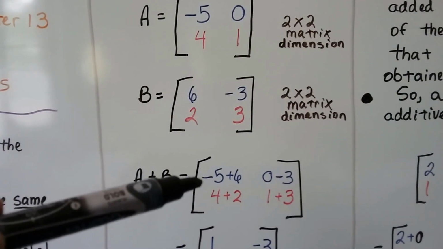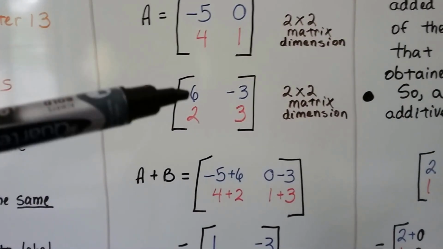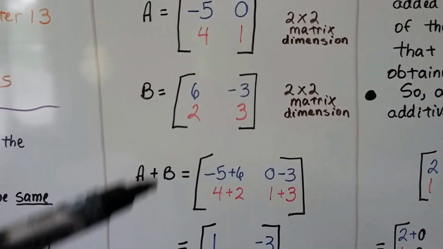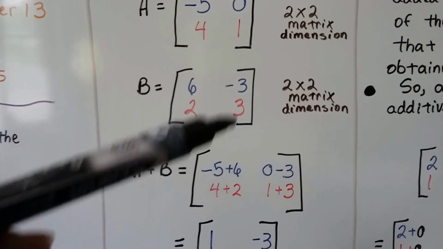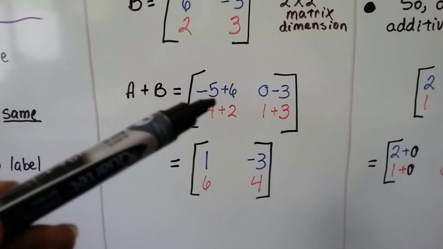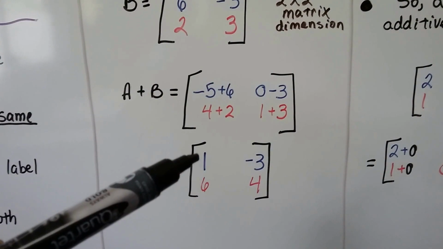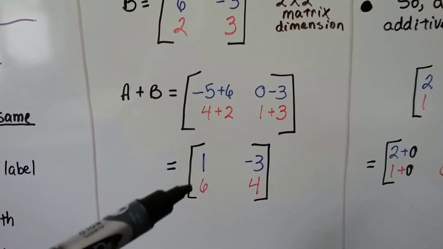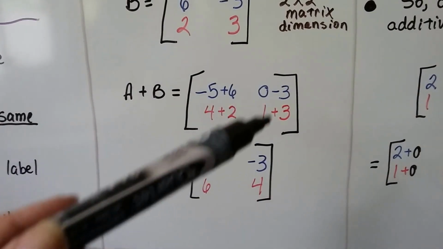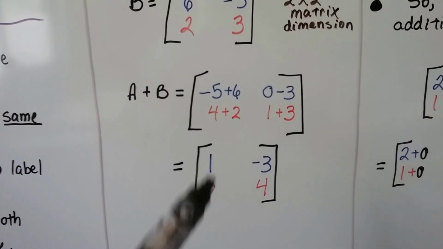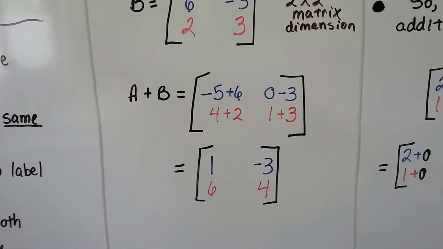We get the -5 plus 6, see? We're adding these two together, and the 0 and the -3. Then we get the 4 and the 2, and then the 1 and the 3. When we add them, -5 plus 6 is 1, positive 1. The 0 and the -3 is -3. The 4 and the 2 is 6, and the 1 and the 3 is 4. So A plus B equals this matrix. See?